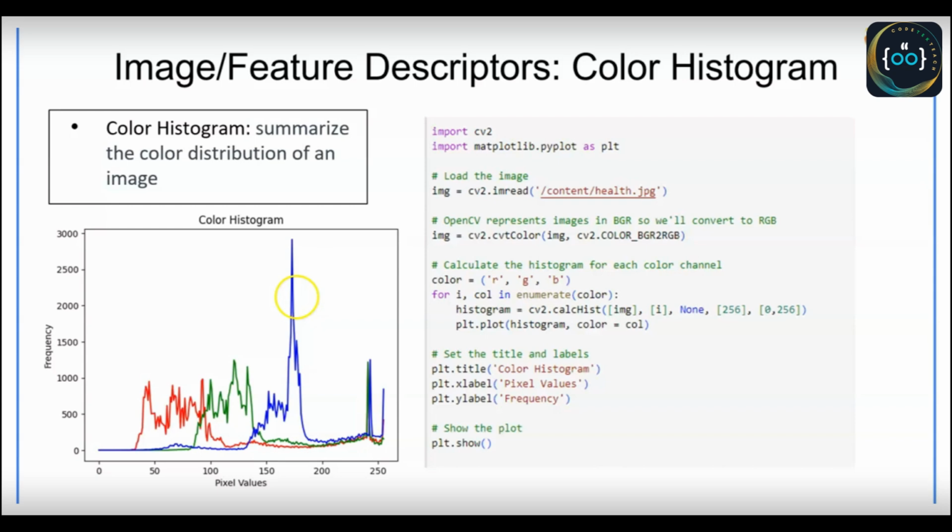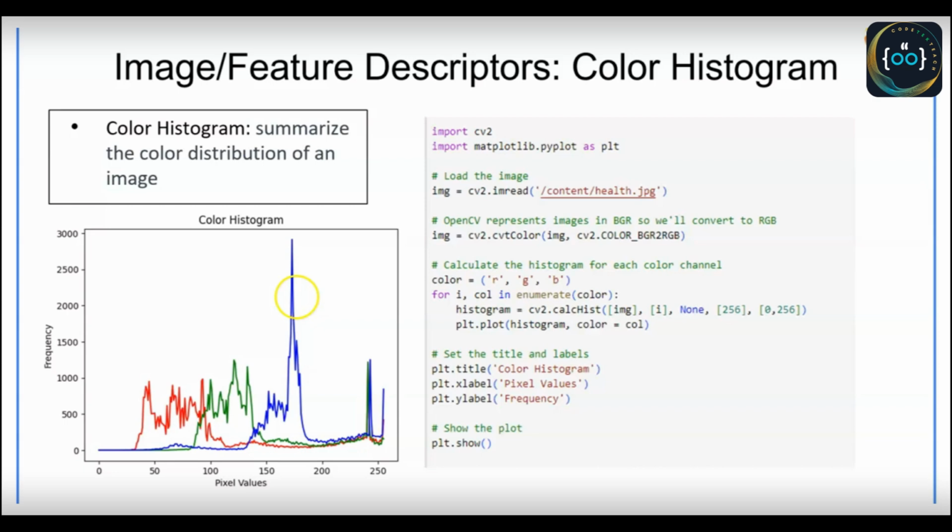A for loop is used to calculate and plot the histogram for each color channel in the image. calcHist is used to compute the histogram of the image. As part of calcHist, we mention channels in square brackets. It is the index of the channel for which we calculate the histogram.